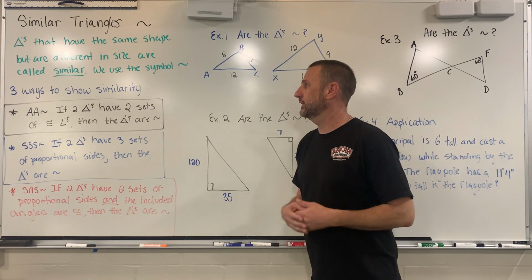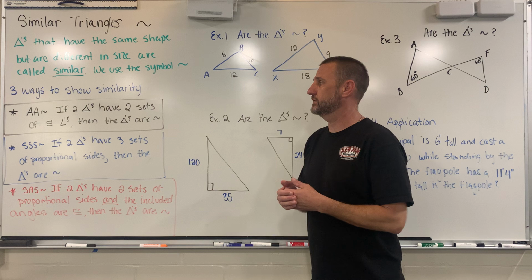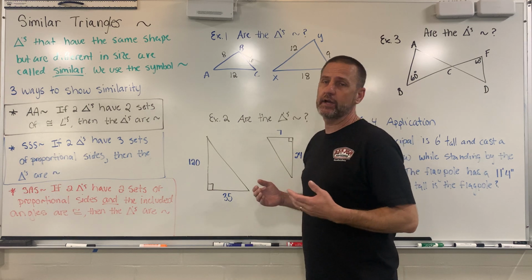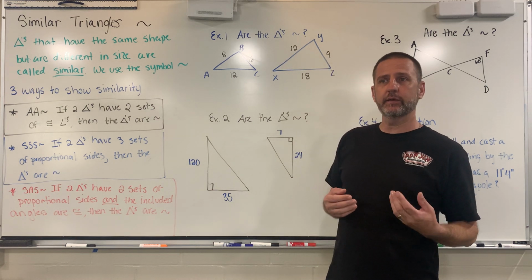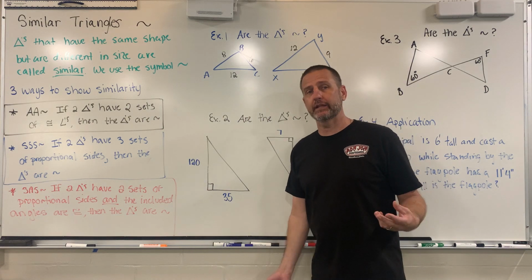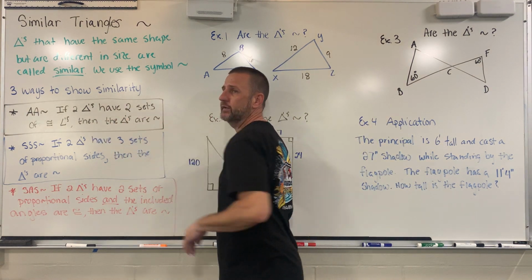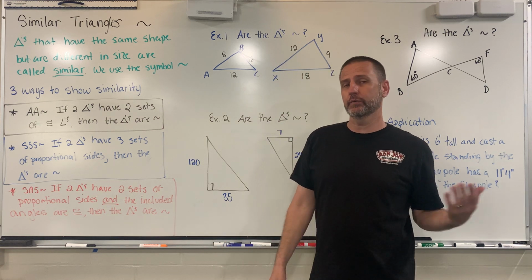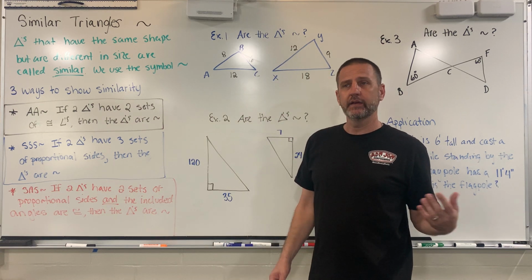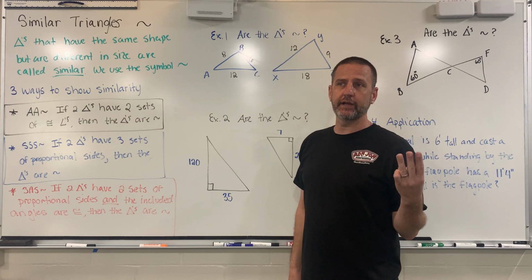So the first way we're going to look at is called the angle-angle method. And the idea here is that if 2 triangles have 2 sets of congruent angles, then the triangles have to be similar. And that comes from the fact that triangles make 180. So if they already have 2 sets in common, by default, the third one has to be the same, and therefore they have 3 identical angles.